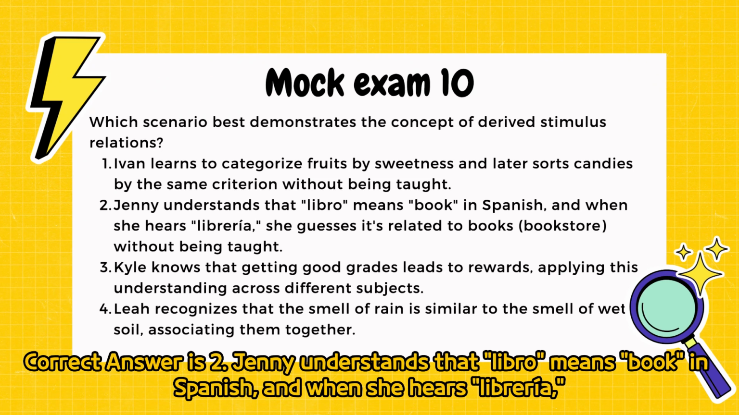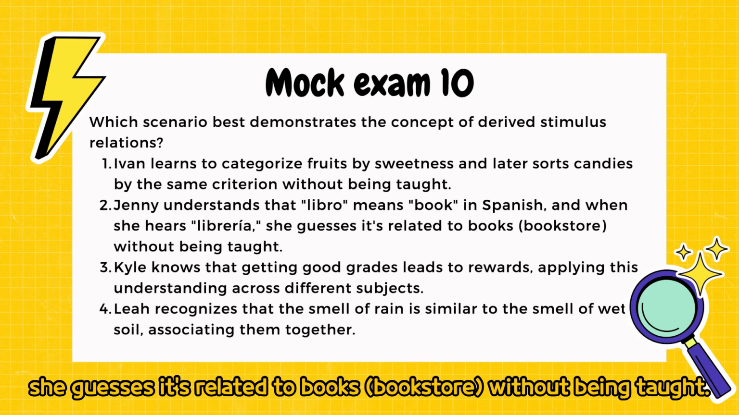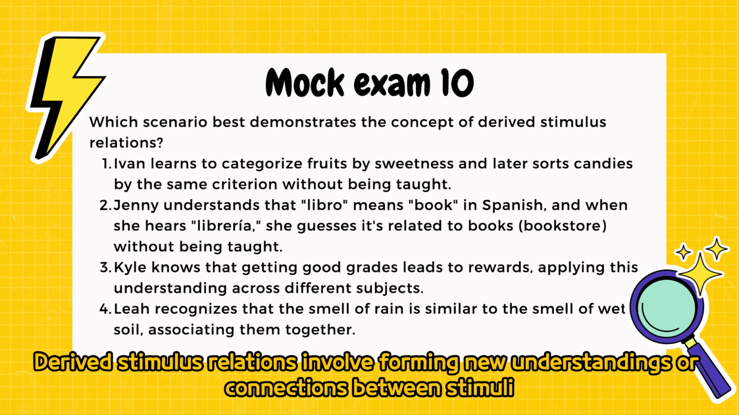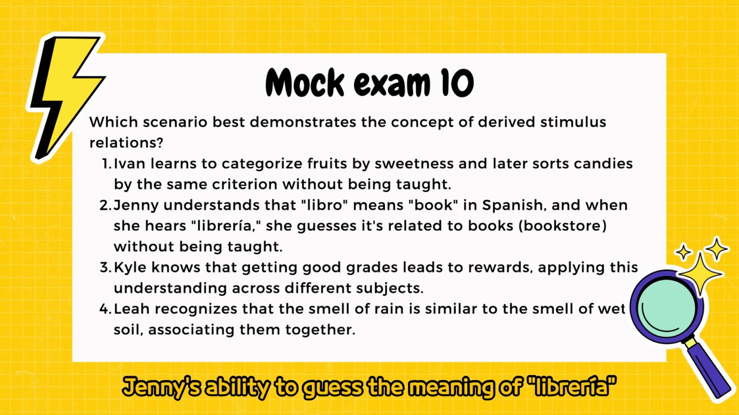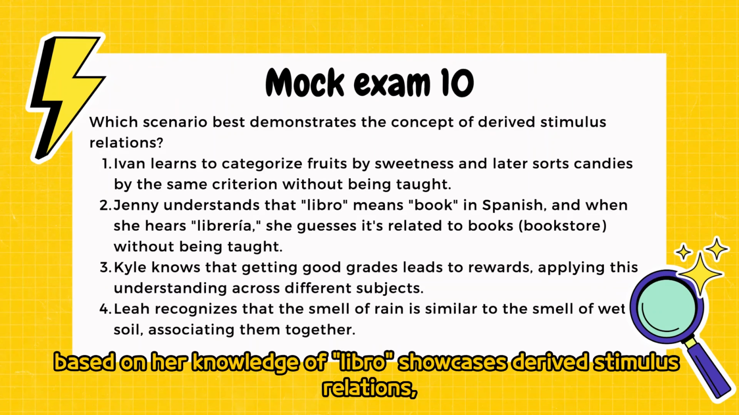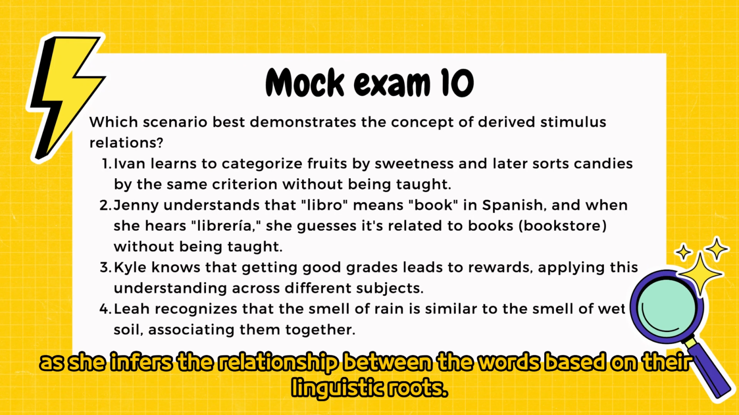Correct answer is 2. Jenny understands that libro means book in Spanish, and when she hears librería, she guesses it's related to bookstore without being taught. Derived stimulus relations involve forming new understandings or connections between stimuli based on their relational properties, not direct training. Jenny's ability to guess the meaning of librería based on her knowledge of libro showcases derived stimulus relations as she infers the relationship between the words based on their linguistic roots.